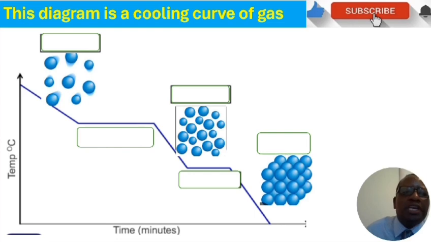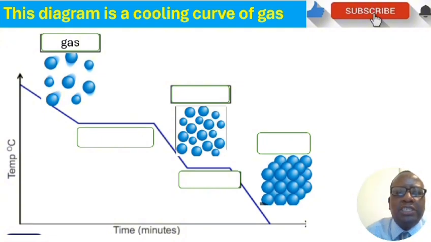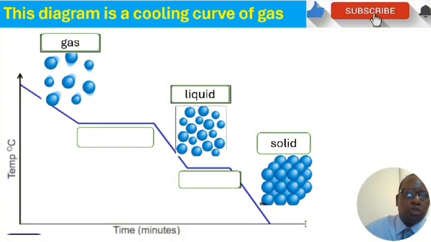Because we are drawing a cooling curve, we are starting from a gas. The gas will cool down through that stage, and it cools into what? Into a liquid, and the liquid, as we cool further, becomes a solid. You are required to spell out what's happening here. The temperature drops, remains constant.